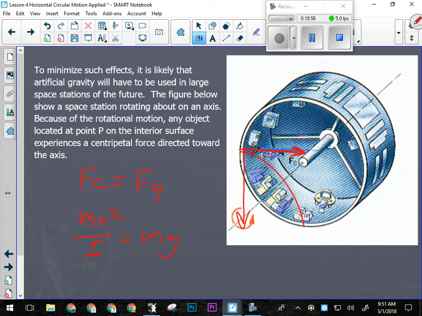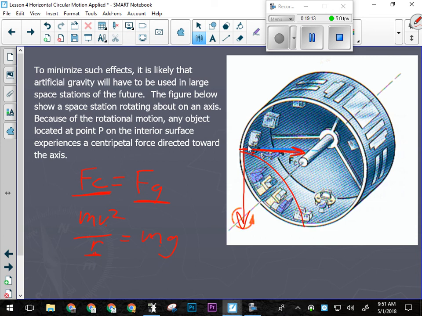All right, so we would set it up like this. We would want that centripetal force to feel like gravity. And it would allow us to calculate how fast this thing needs to spin if we knew the radius, which we would know because we're building it. So if we knew the radius, we could find the speed.